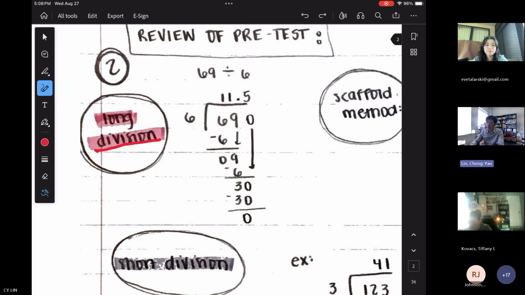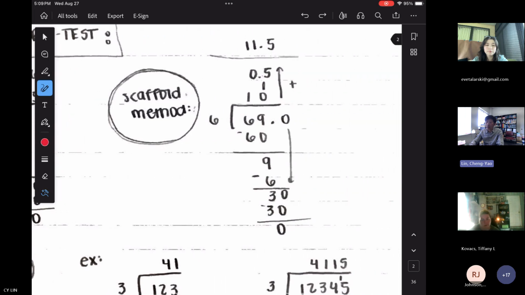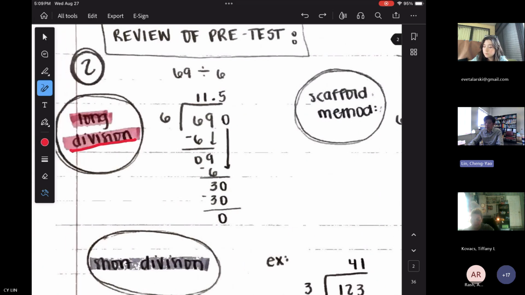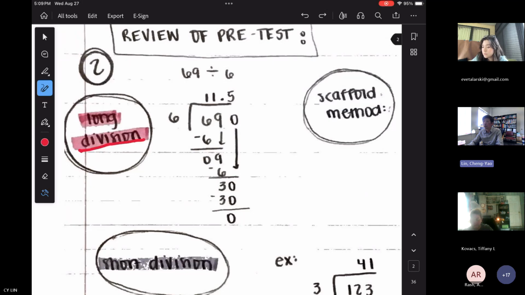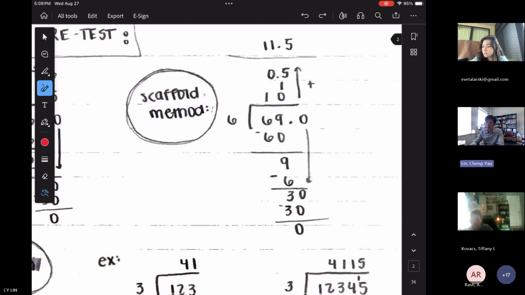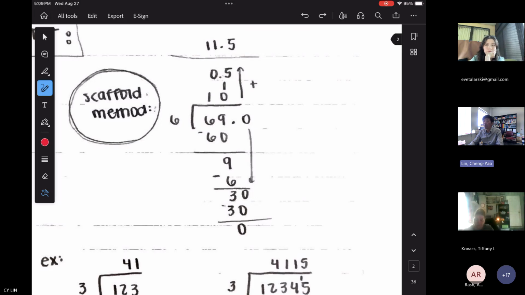Here is another method I like to introduce: the scaffold method. Are you familiar with the scaffold method? Yes or no? No. Some of you yes, some of you no. The scaffold method is another way of helping children better understand. This method for long division is more focused on the procedural, but the scaffold method can cover procedure, knowledge, and conceptual understanding.